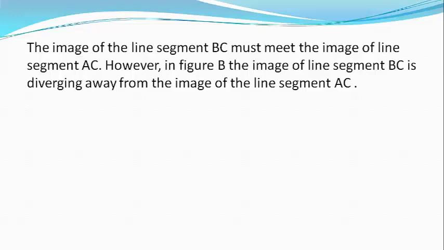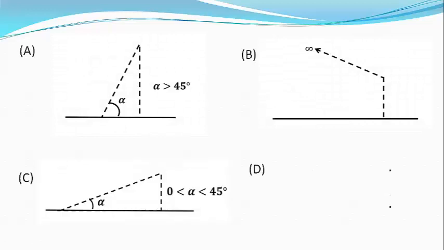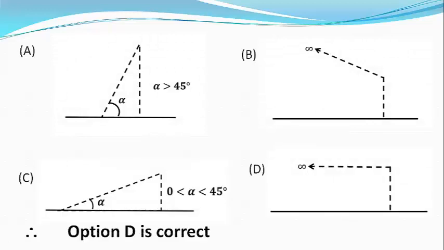However, in the figure B, the image of the line segment BC is diverging away from the image of the line segment AC. Hence, that cannot be the right answer. So, the only answer that may be true is option D. So, therefore, option D is the right answer.